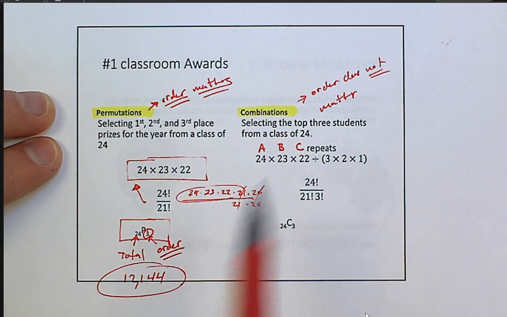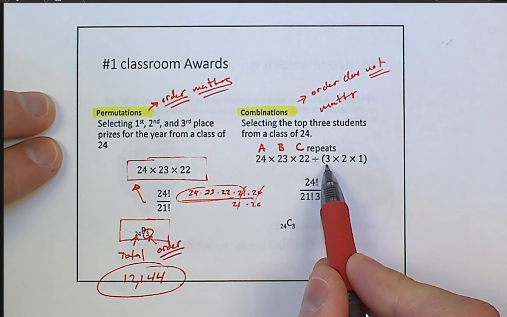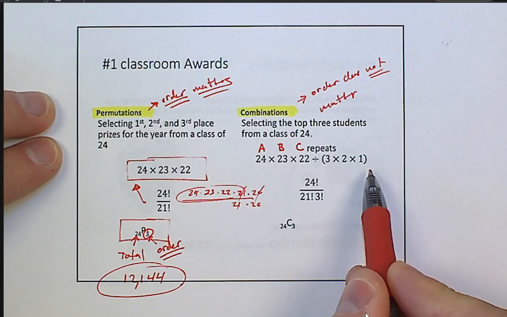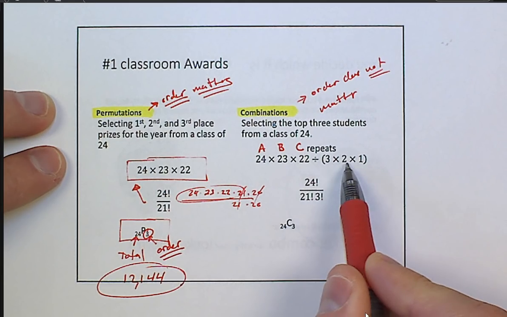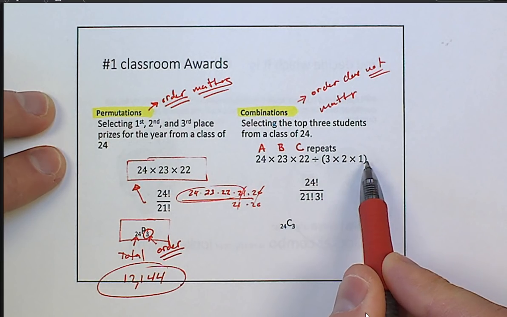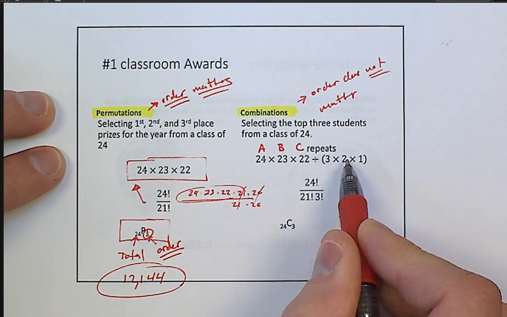Those 3 people are going to show up more than once. In fact, you have basically 6 options for them because there's 3, so basically 3, 2, and 1. Once you pick the first person, then you have 2 options for the second, and then 1 option for the last. So you need to divide out the repeats, okay?